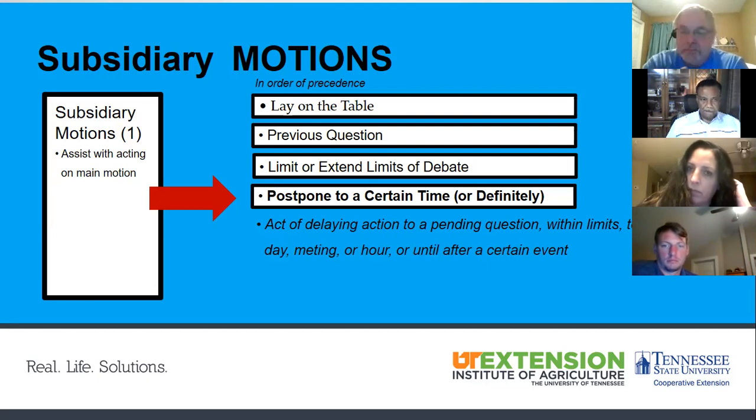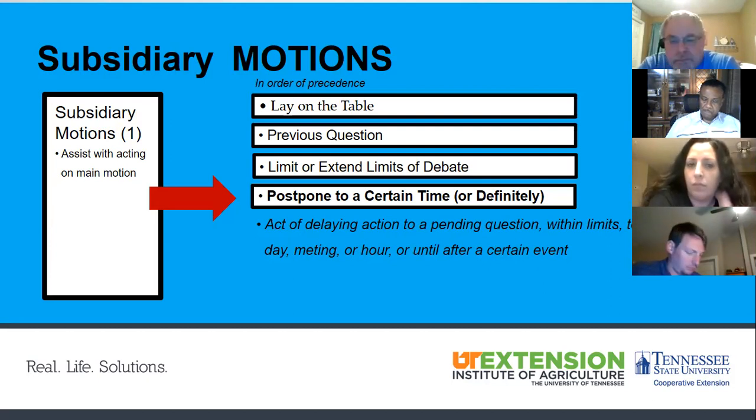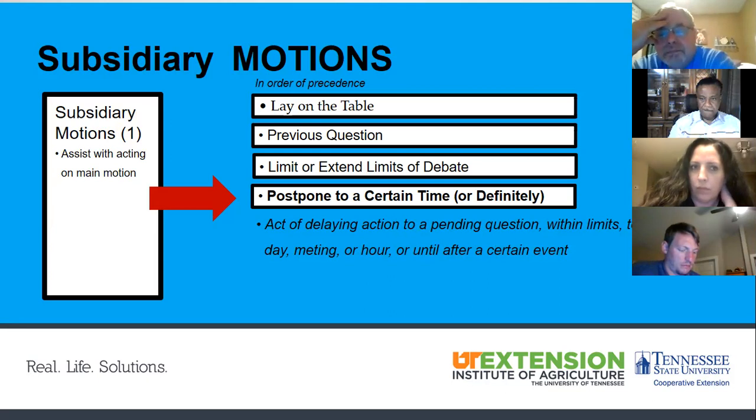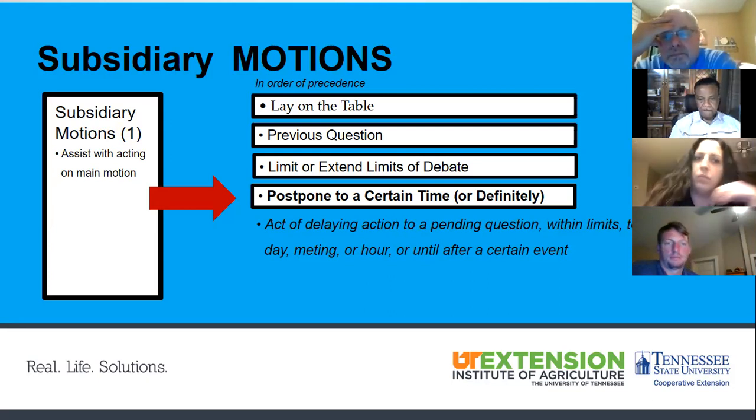So this is different from laying on the table. When we lay something on the table, we don't know when it's coming back off the table until we vote to take it off the table. Postpone definitely. Let's say we're talking about having a summer picnic. And during discussion of the talk to have a summer picnic, we're not sure if we can go to the campground we want to go to. That's come up during our discussion. So we might want to postpone this till next month's meeting to give us some time to call the campground to find out if they're going to be open or if we can reserve the cabin, something like that.